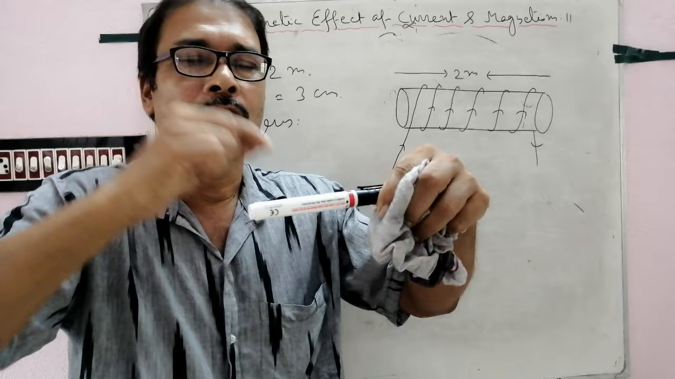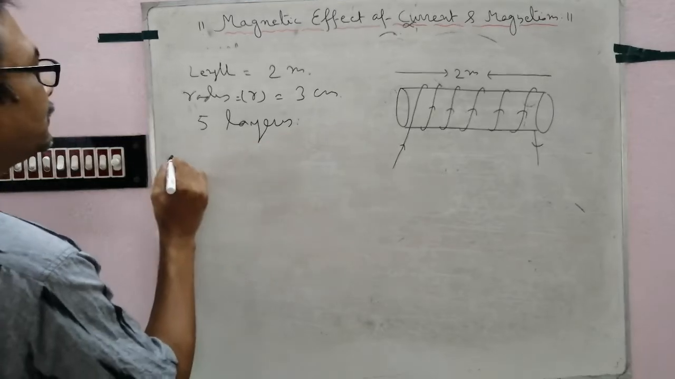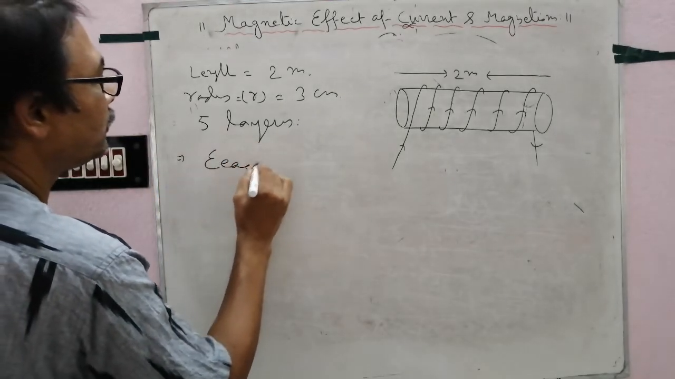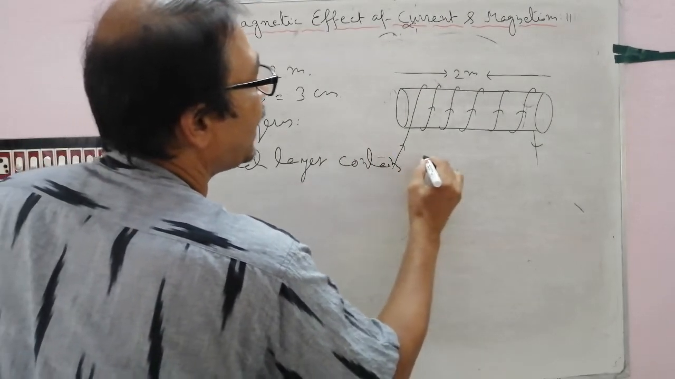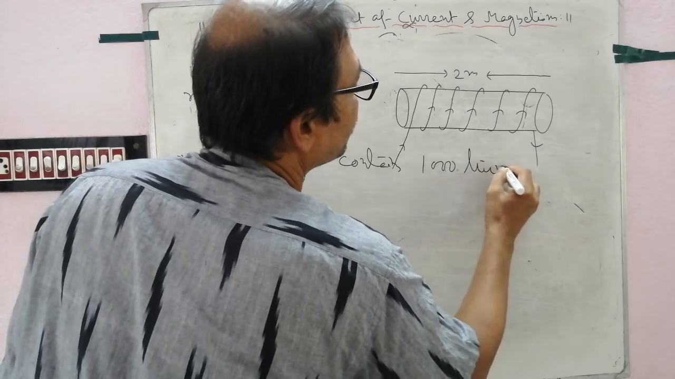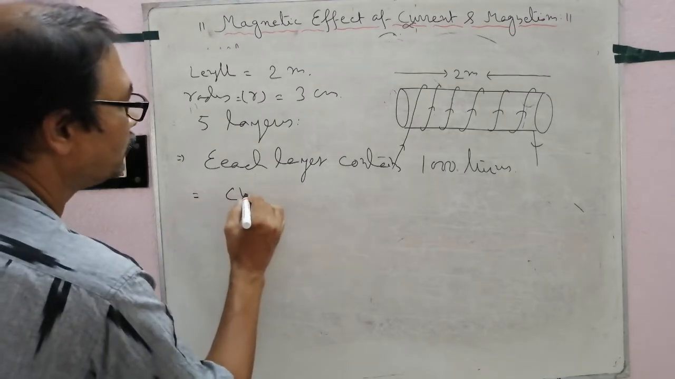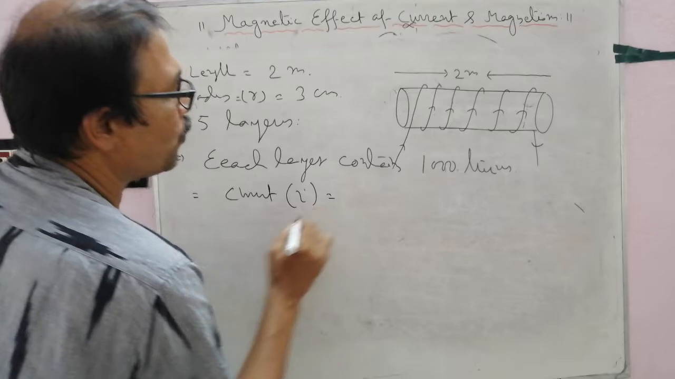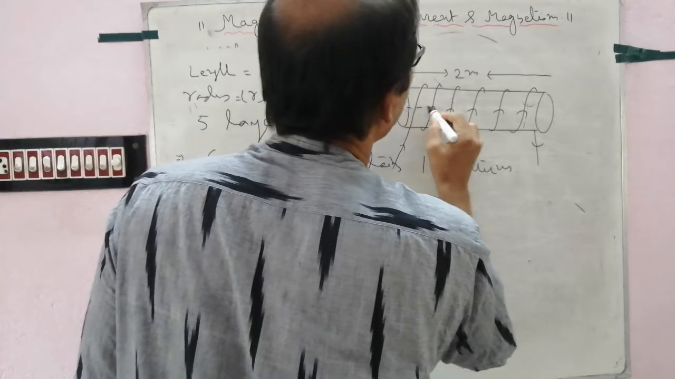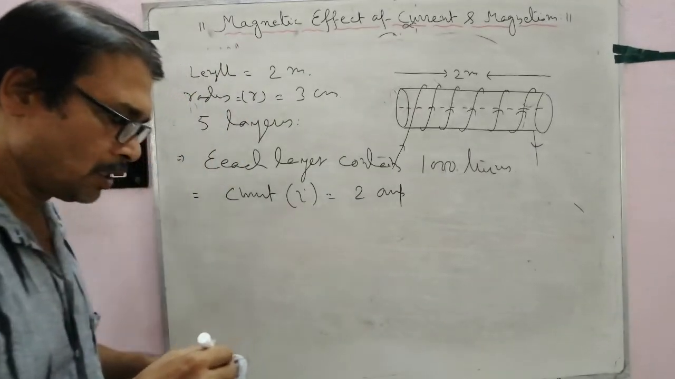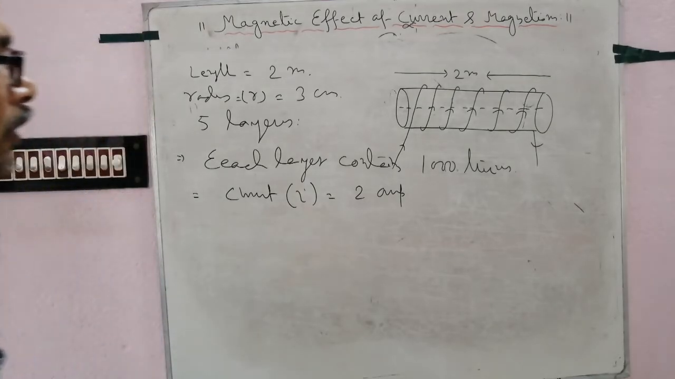Follow, one layer, in the opposite way two layer, three layer, up to 5 layers, and each layer contains 1000 turns, and the current, suppose current I equals 2 ampere. So what will be the magnetic field inside the solenoid? We know outside the solenoid the magnetic field is 0. But what will be the magnetic field inside the solenoid?